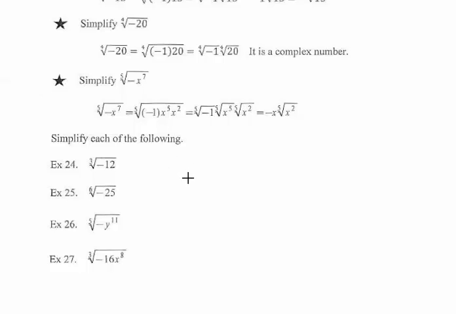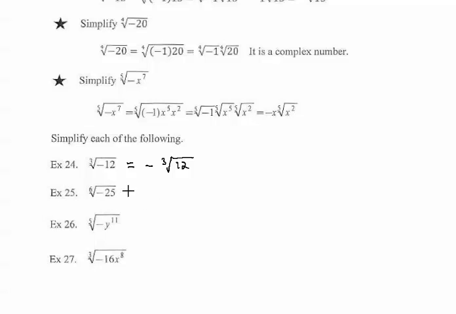Okay, the third way of simplifying is to basically deal with the negative. In the case of example 24, we have an odd index number, so we can just bring the negative out front, and then we're finished with this one.